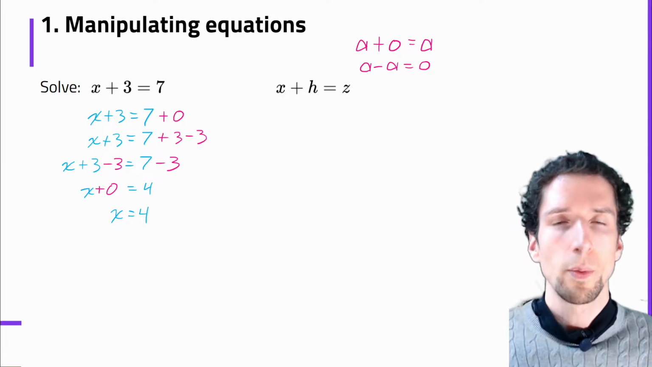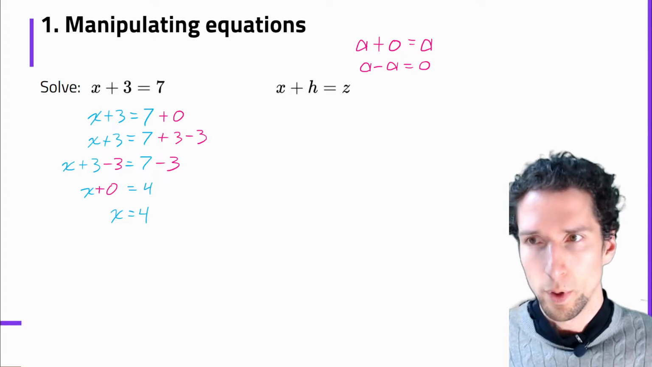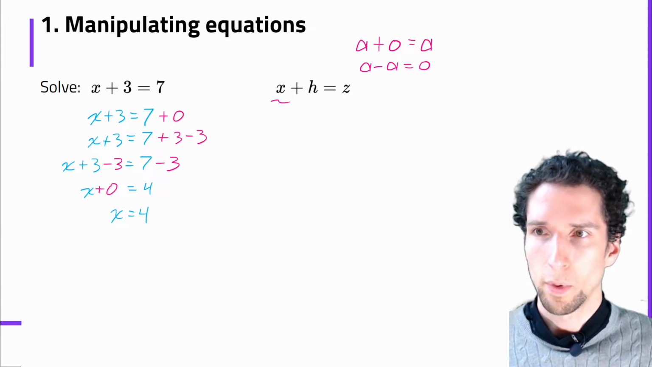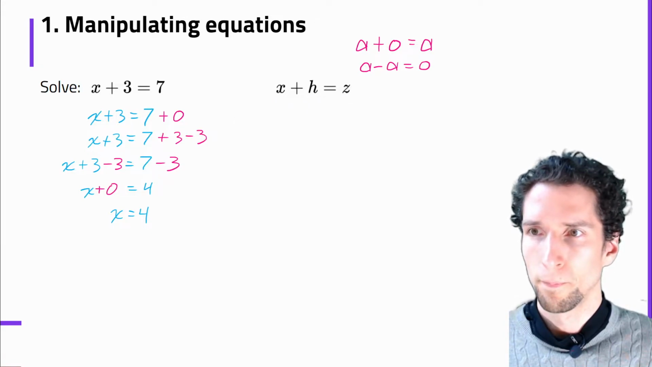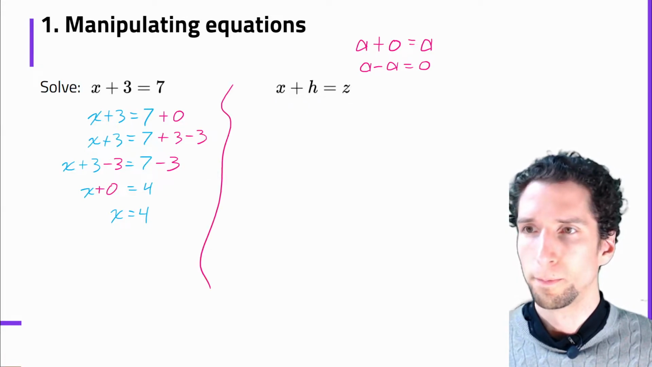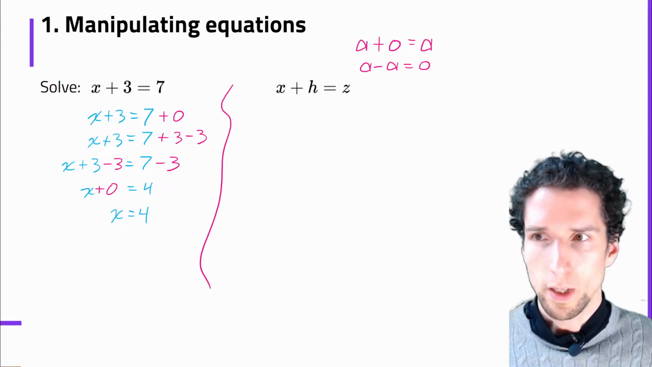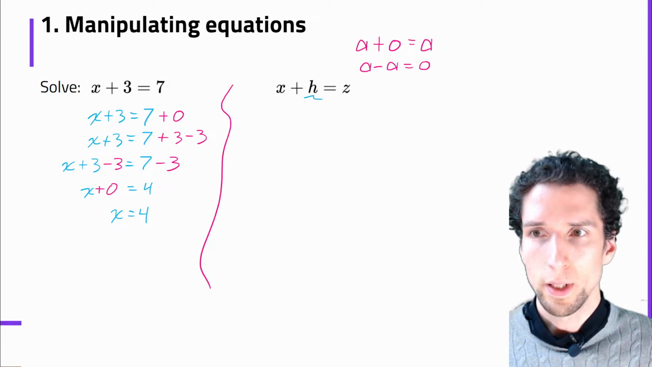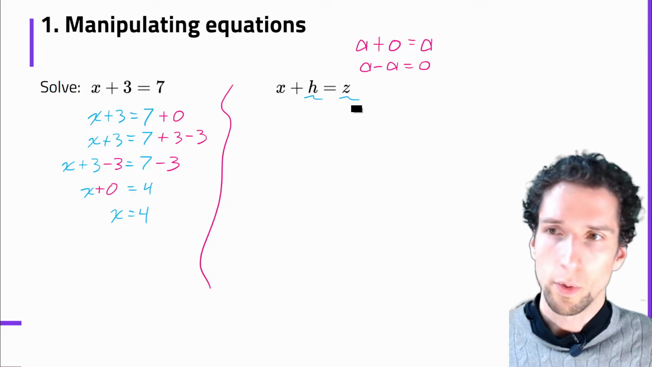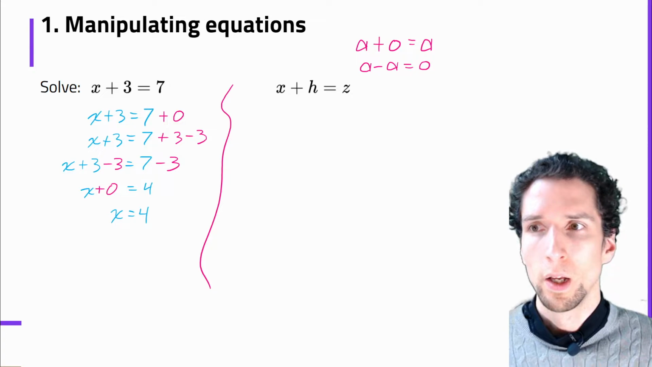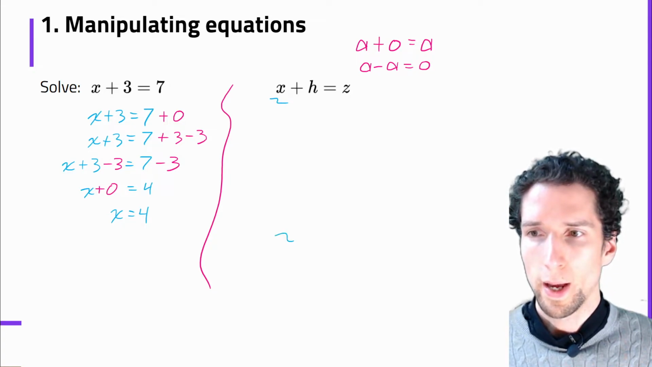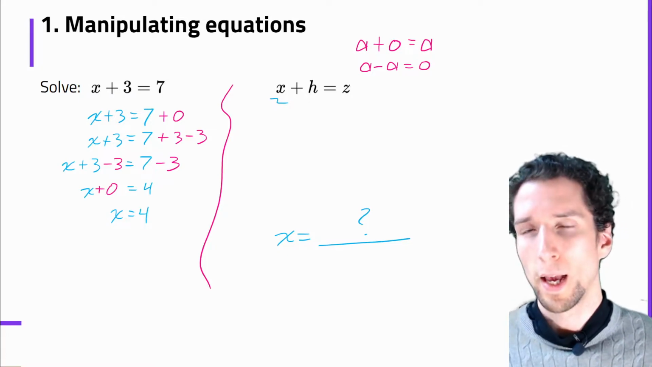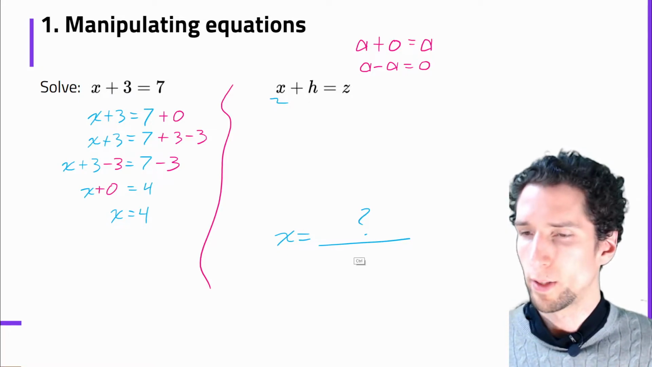I'm sure we all understand this quite well with numbers, but the exact same concepts apply with letters, with variables like this here. So for the next example, I'm going to do the exact same thing, except we have these letters. We don't know what h is equal to, we don't know what z is equal to, and we'll never know, and that's fine. We just want to rearrange and say x is equal to what? X on the left and everything else on the right side.